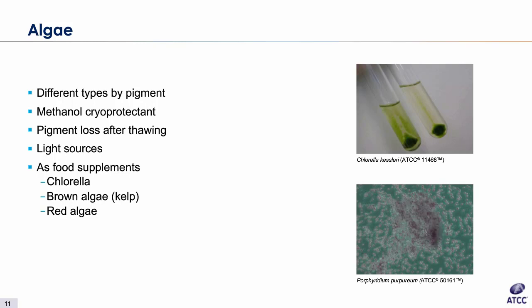And as I mentioned in an earlier slide, some of these protists can be used for nutritional supplements. Algae are especially worth pointing out because of their many applications. Chlorella has proteins, lipids, vitamins. You can actually buy this as a supplement at the health food store. Brown algae, also known as kelp, is a very good source of iodine, and iodine pills can be made from this.